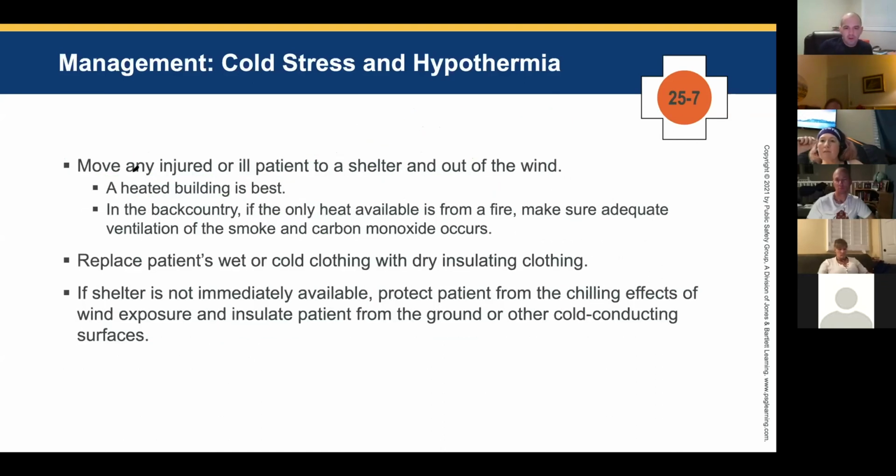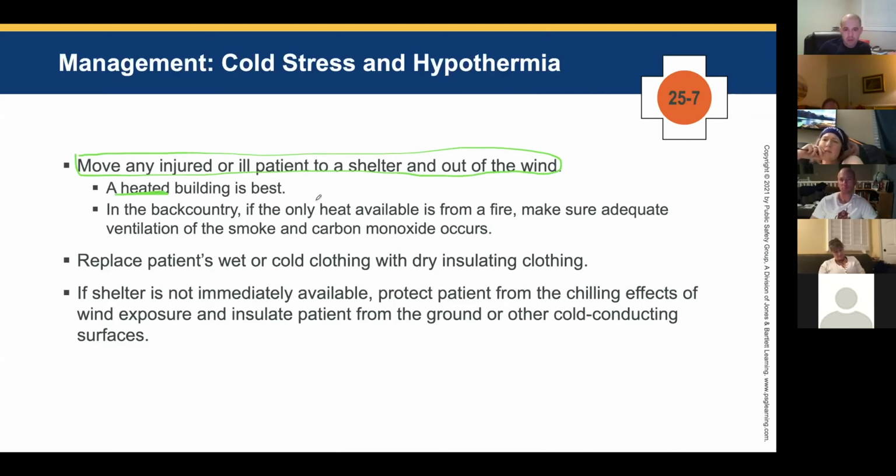All right, so the key here, I think for all cold injuries, is to move the injured or ill patient to a shelter and out of the wind. I mean, that's really the key. If they're cold, the key there is to warm them up. Ideally, we want to move them to a heated building, but if we don't have heat, like in a backcountry rescue, get them out of the cold, get them out of the wind any way that we can.